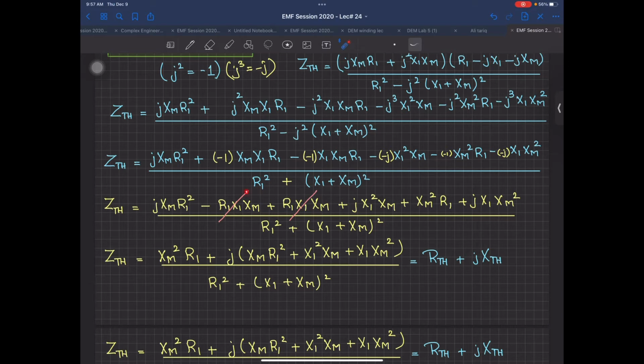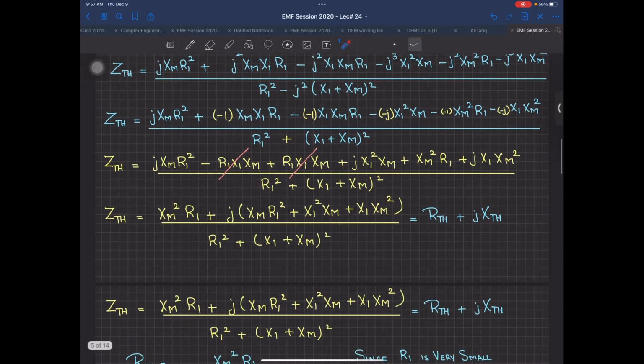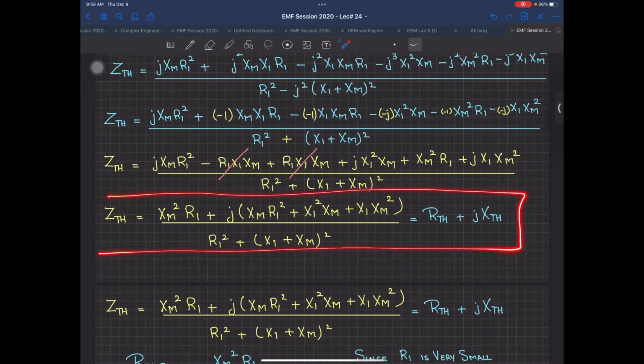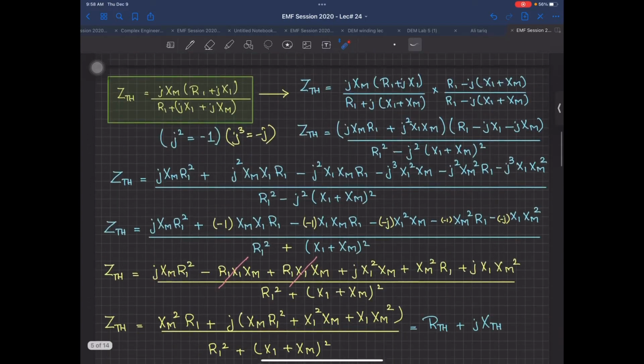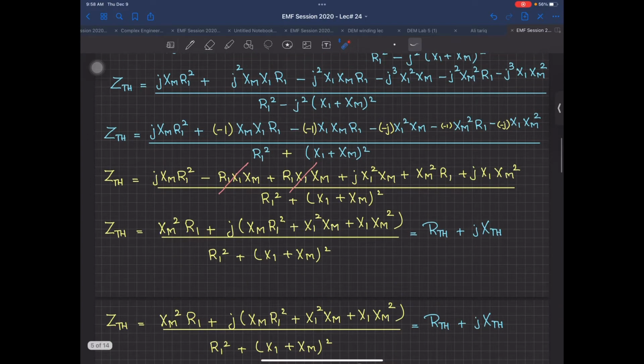Okay, so this one is being cancelled. I have now a j term here, a j term here, a j term here. So I have xm square r1, and in the denominator I have simply r1 square over there. Now this term over here, I am going to apply the approximations. Again, the same approximation which I applied here, I am going to apply to this term. But before I apply approximations, I am going to separate the complex part and the real part. So what is the real part? Real part is this, and complex part is this.